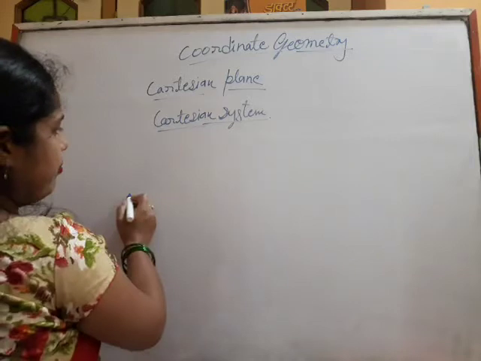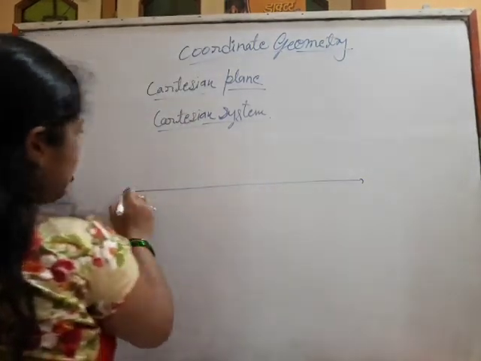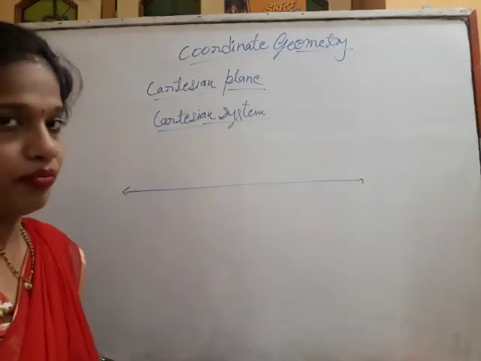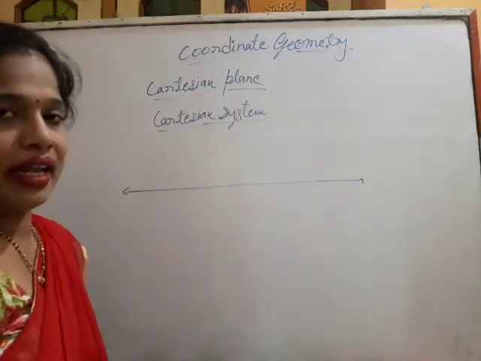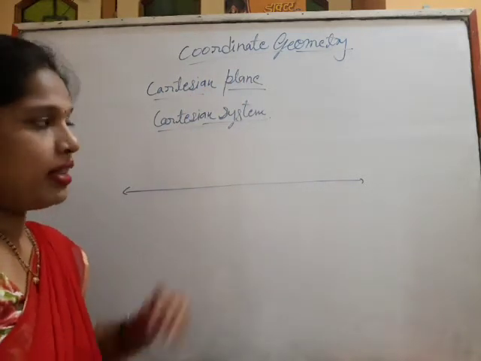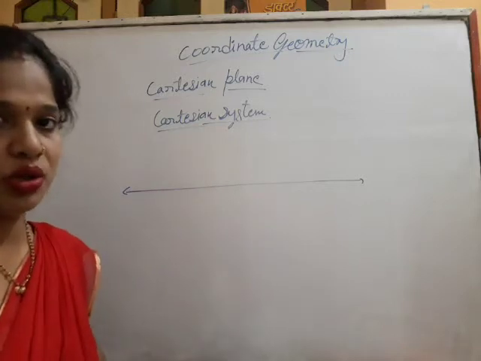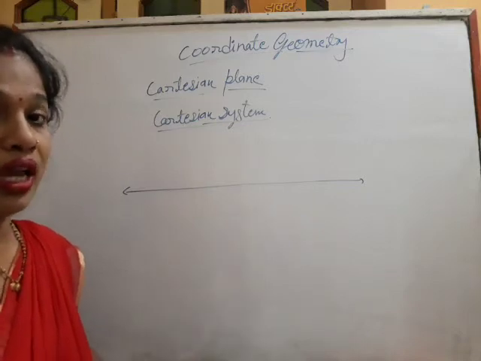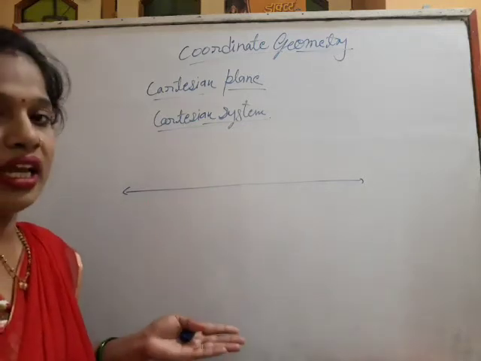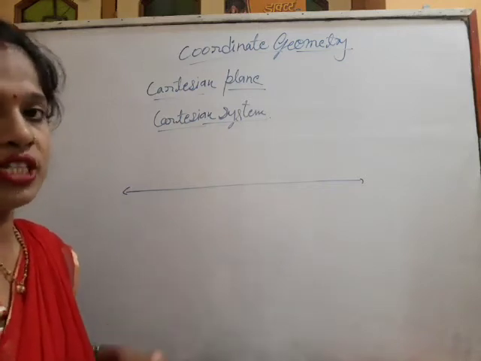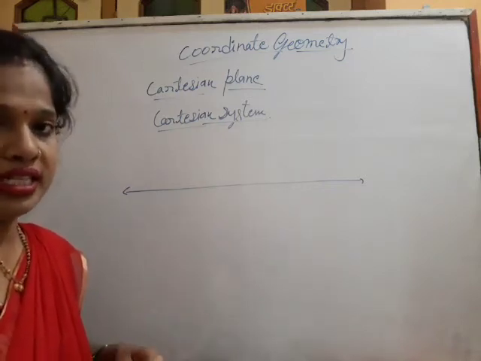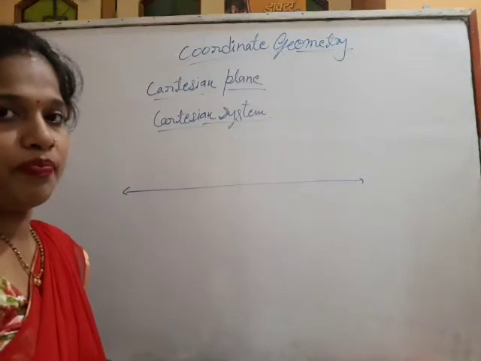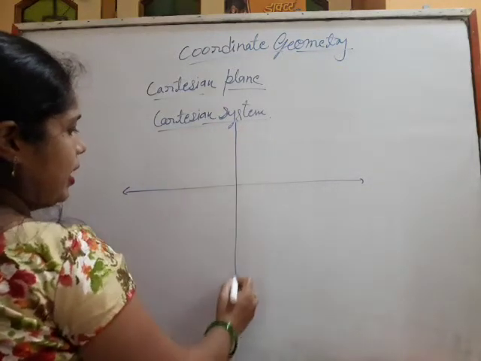For that, suppose we draw one horizontal line. In how many parts did this plane get divided? You can see the upside and the downside, so you can say 2 parts. The plane is now divided into 2 parts with the help of this horizontal line. To get 4 equal parts of this plane, we need one more line. This line is horizontal, so the other line will be vertical.